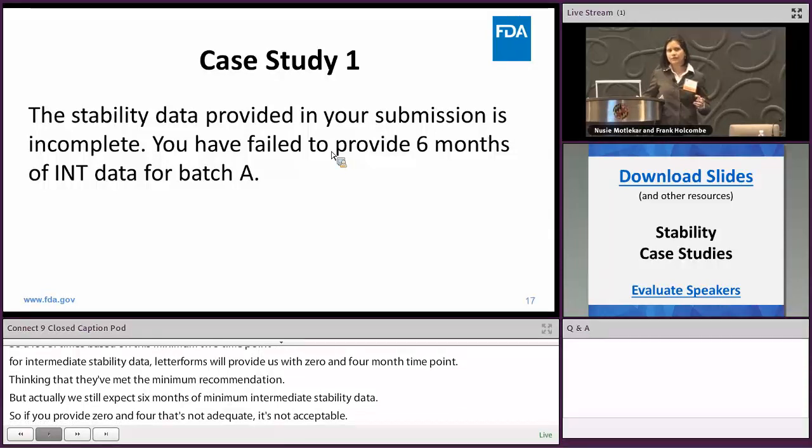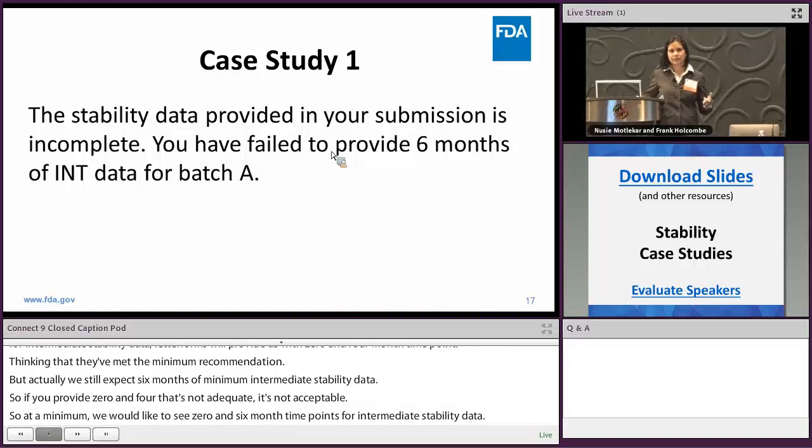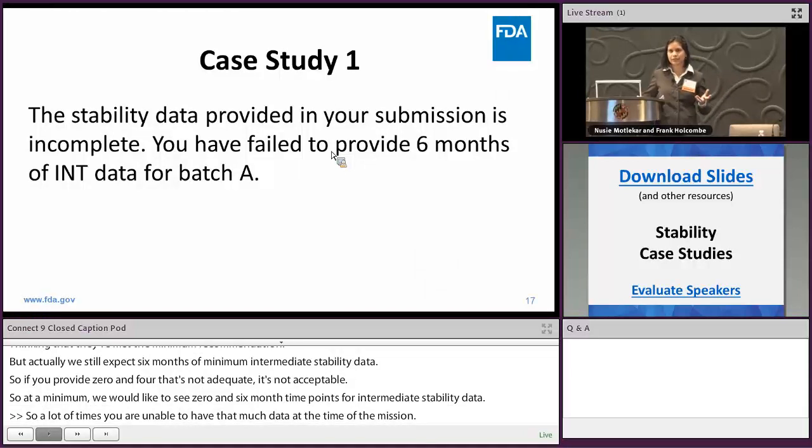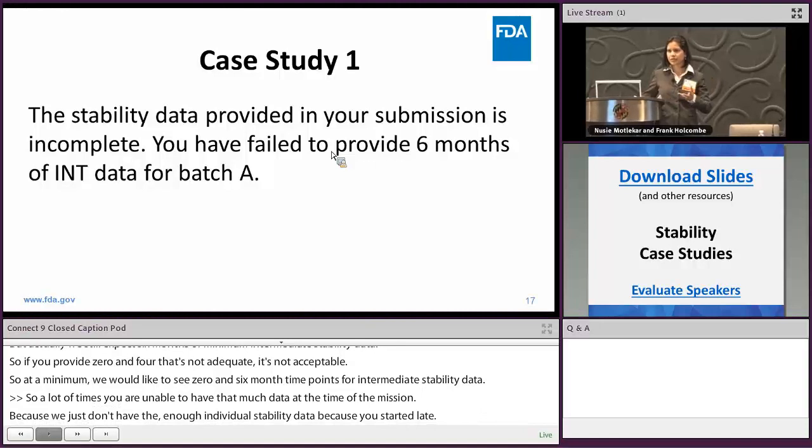So a lot of times you're unable to have that much data at this time of submission because you just don't have enough intermediate stability data because you started it late, right? So we encourage you to initiate those intermediate studies at the same time as your accelerated and long-term stability studies, so that you will be in a position to have an adequate amount of at least 6 months of intermediate data when you're filing the submission. So that will help avoid an RTR.